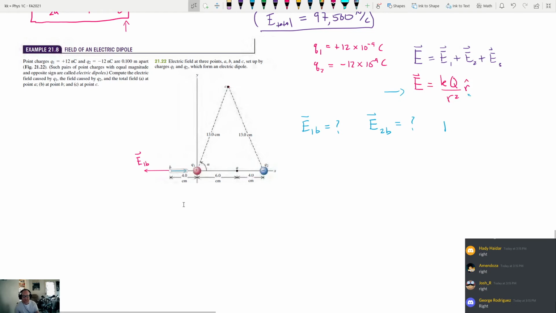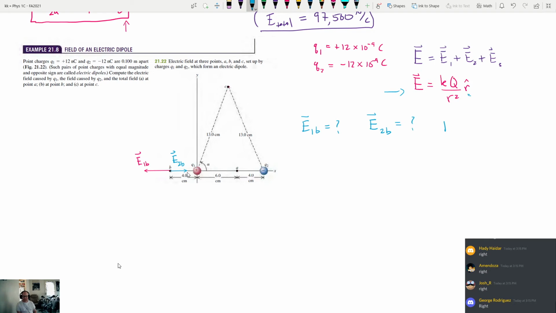Now in this case, they have exactly the same size, but opposite signs. Since charge 2 is farther away, I'm going to draw this vector smaller. Charge 1 is closer, and the electric field is inversely proportional to distance, so E1 should be bigger. I did it again. This should be E2b, not E1b. This is the electric field created by charge 2 at point B.